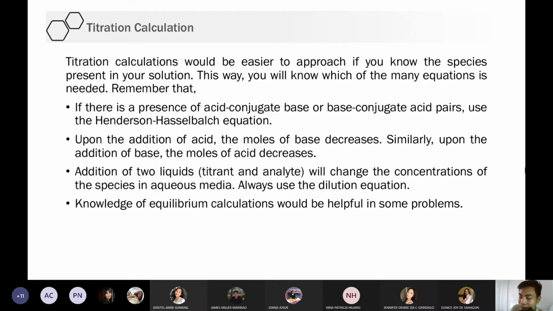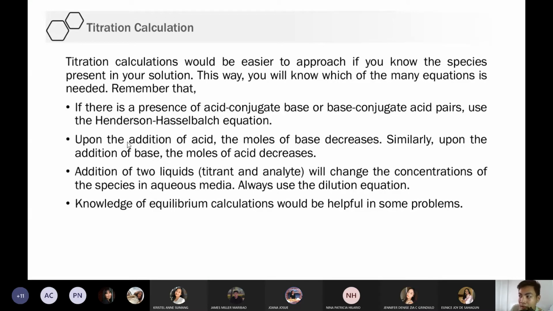Okay. So, ito yung notes ko dito. Sabi ko dito is that titration calculations, madali lang yan, as long as you know what are the chemical species in your solution. Also, it is necessary if alam mo yung Henderson-Hasselbalch equation. Alam mo dapat na in the presence of a weak acid and its conjugate base or a weak base and its conjugate acid, in the presence of those species, kailangan mo gamitin yung Henderson-Hasselbalch equation.